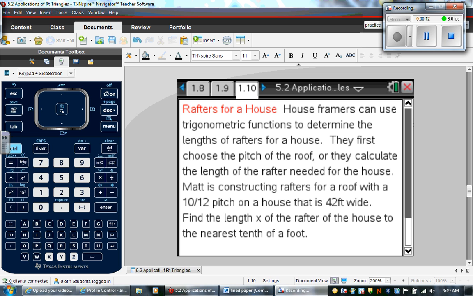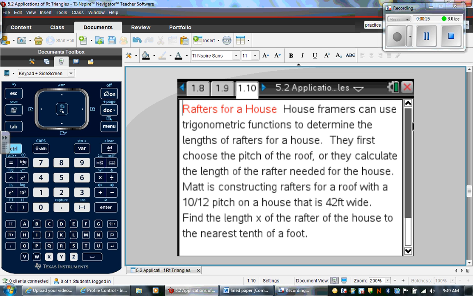Okay, so yesterday we started by talking about some basic applications and how important it is to make sure that you draw out these pictures that go along with the word problems. So we're going to go on to another example today. This example is about the rafters for a house. This is actually a real-life application, and this does get used in the construction business.